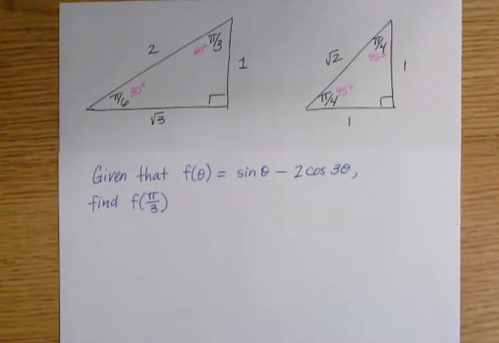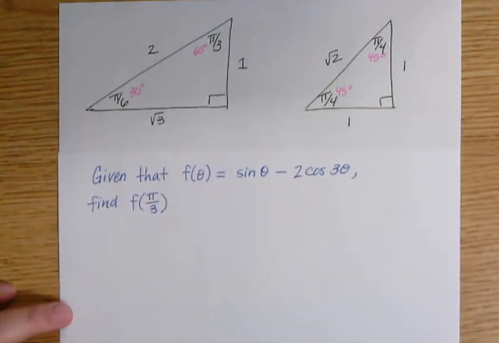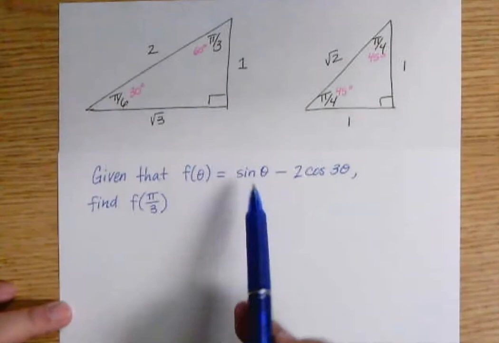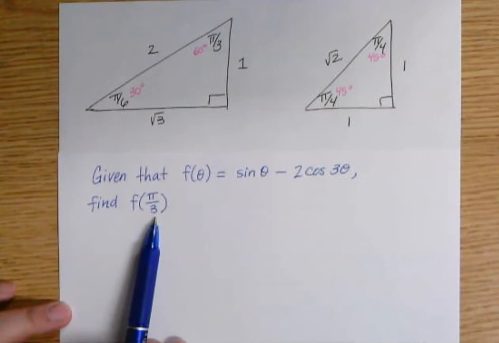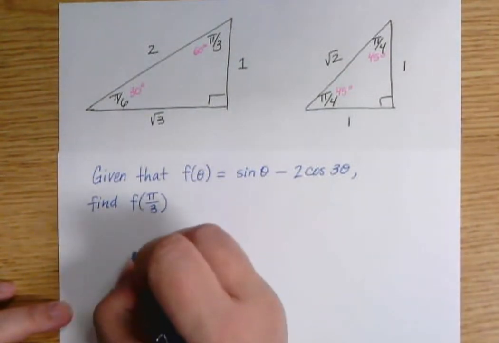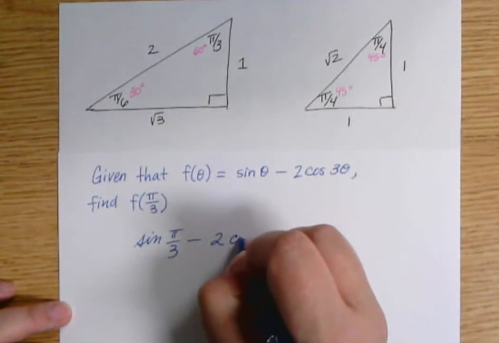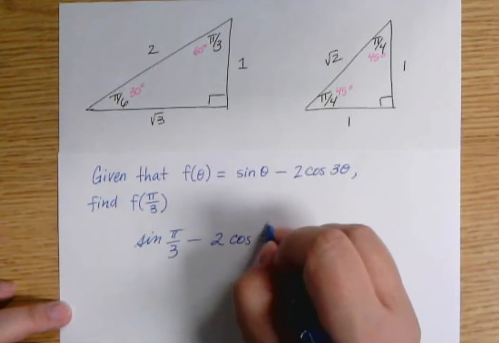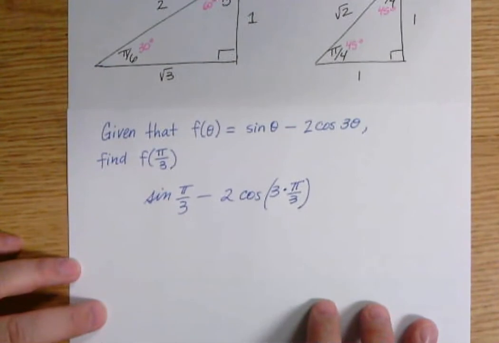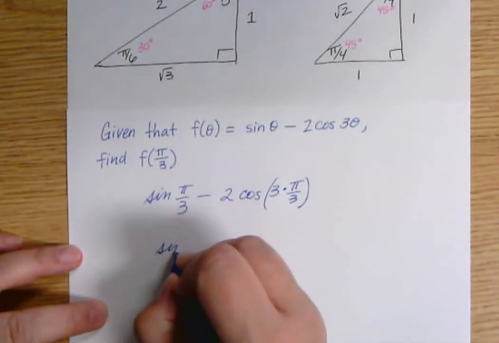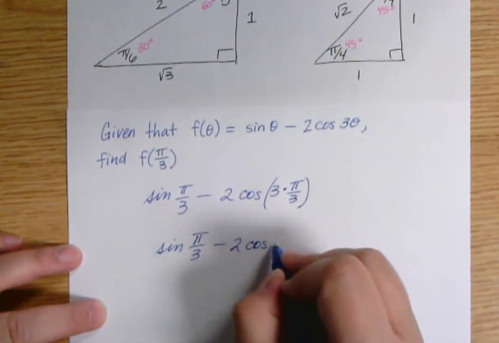One last type of problem I wanted to show you, because I want to show you how we use this. It says, given that f of theta is equal to sine of theta minus 2 cosine 3 theta, find f of pi over 3. Okay, so let's start by plugging in: sine pi over 3 minus 2 times the cosine of 3 times pi over 3. 3 times pi over 3 I can simplify pretty quickly. It's just pi. So minus 2 cosine pi.